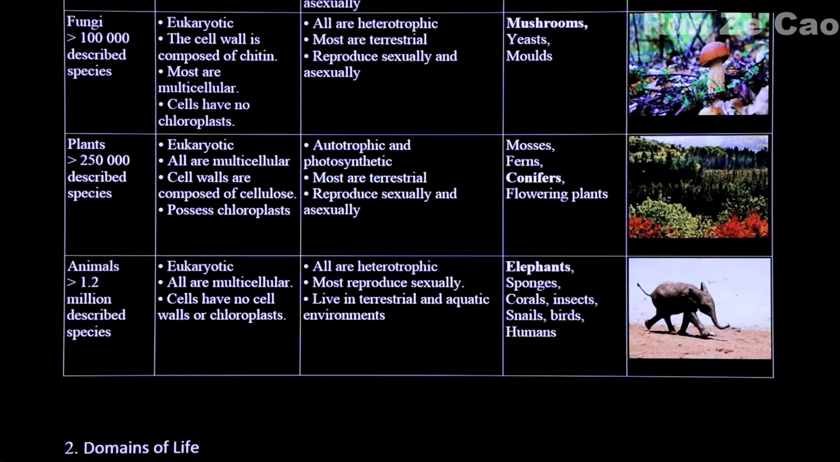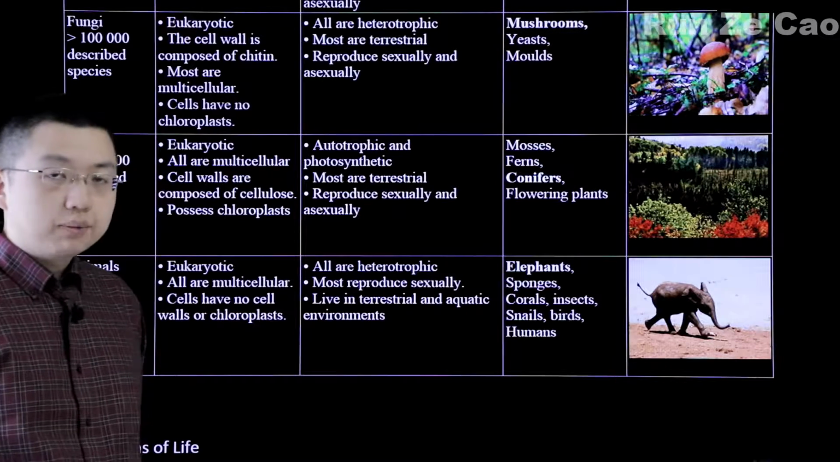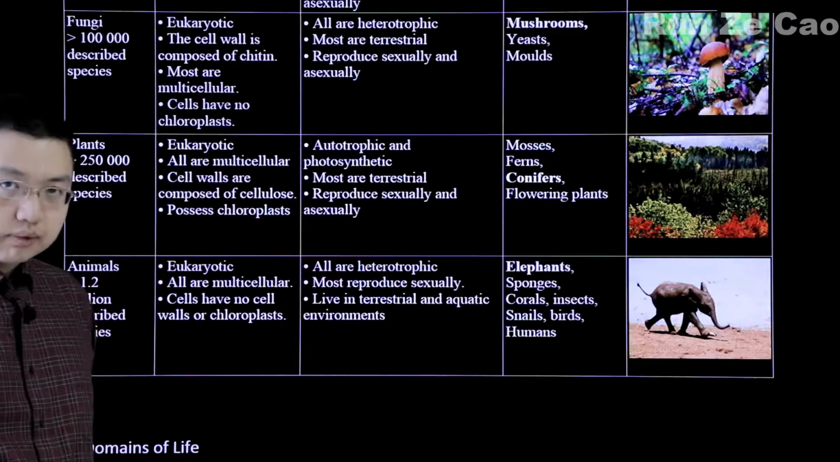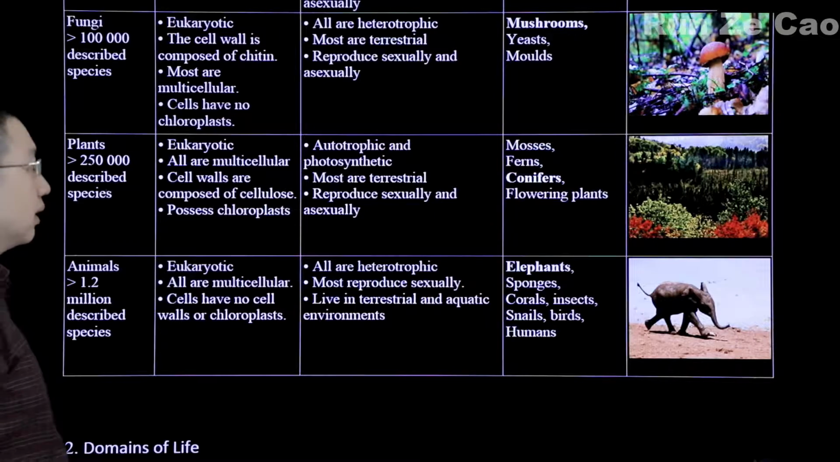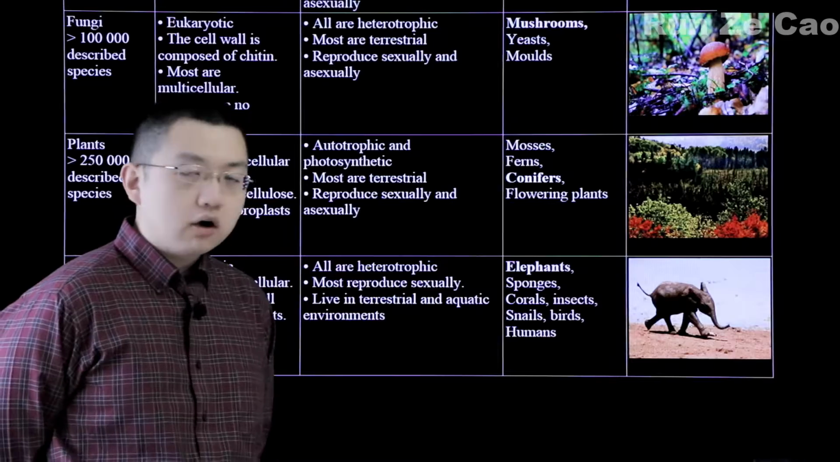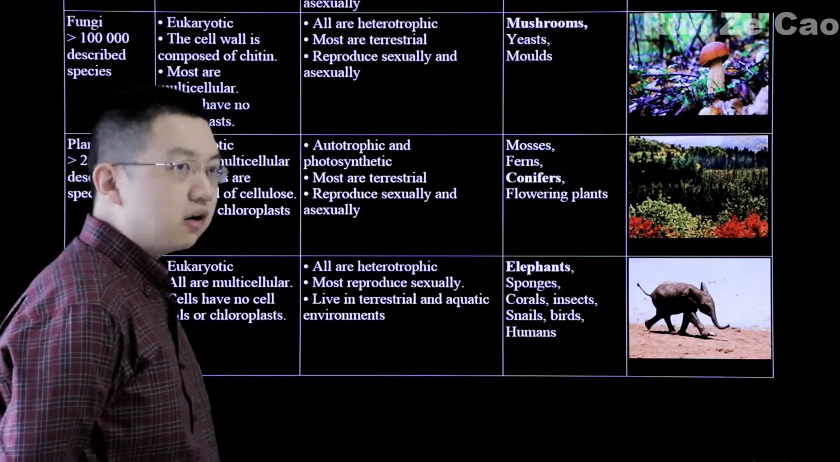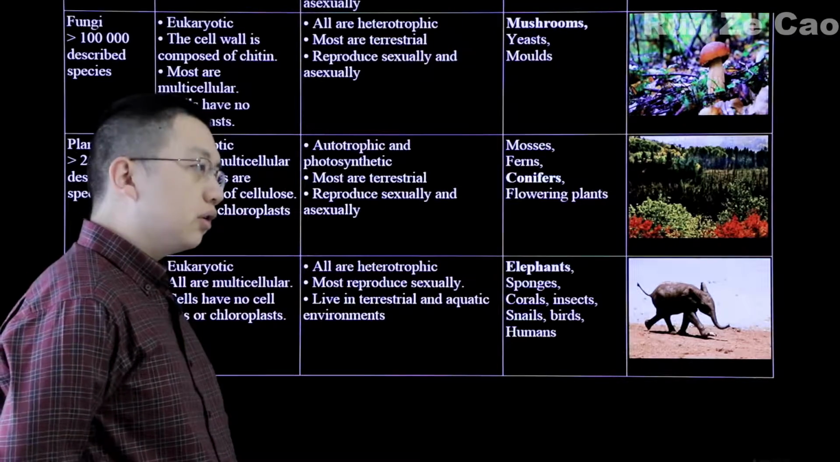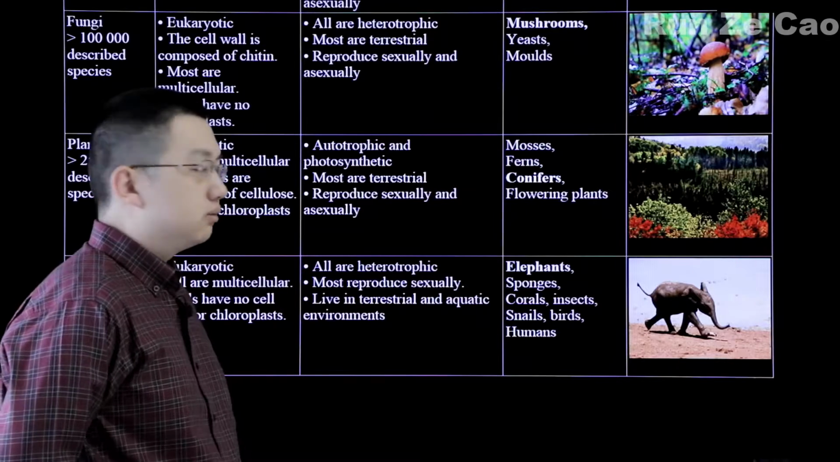So plants, we have lots of species of described plants. They are eukaryotic, all of them are multicellular. They have cellulose cell walls, they have chloroplasts or chloroplast-derived structures because there are parasitic plants. Now they can be autotrophic and photosynthetic, almost all of them are. However, there are a few that are decomposers or are just parasitic.